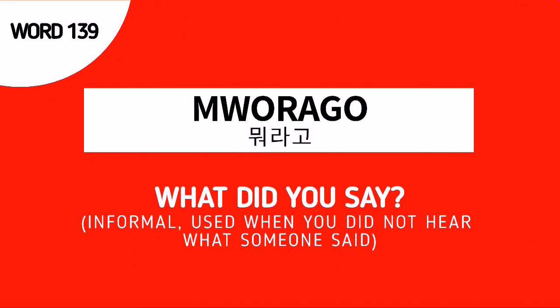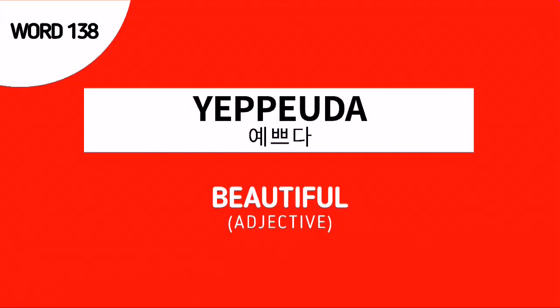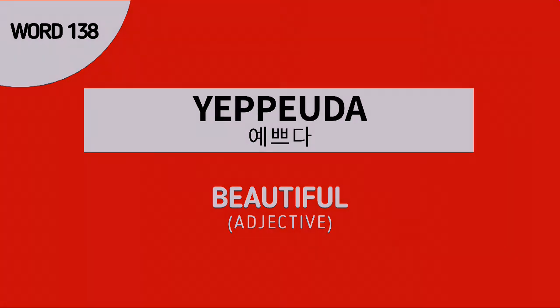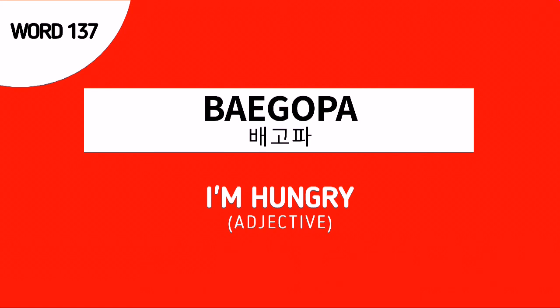Word number 139 is 뭐라고? And this is an informal way of asking, what did you say? Or this is used when you did not hear what someone said. Word number 138 is 예쁘다. This is an adjective which means pretty. Word number 137 is 배고파. This is an adjective which means I'm hungry.